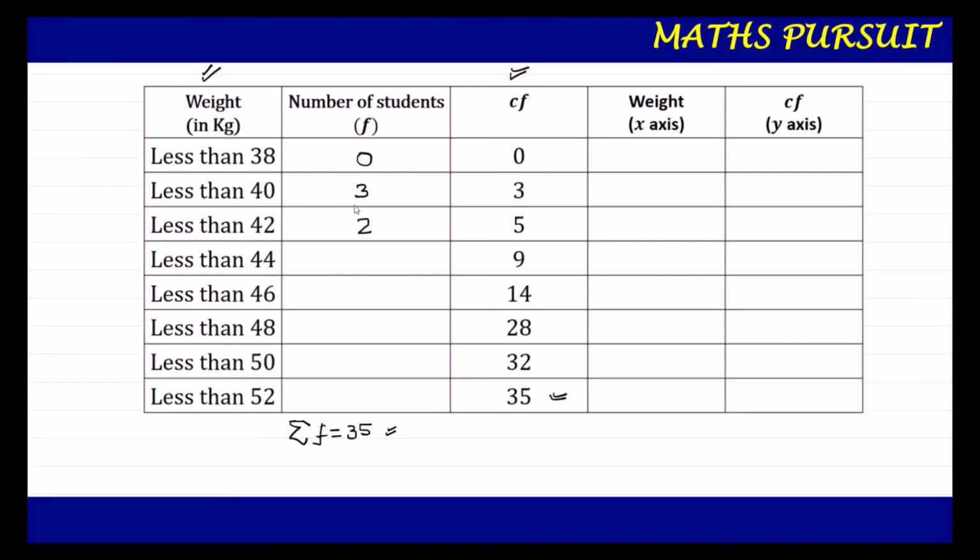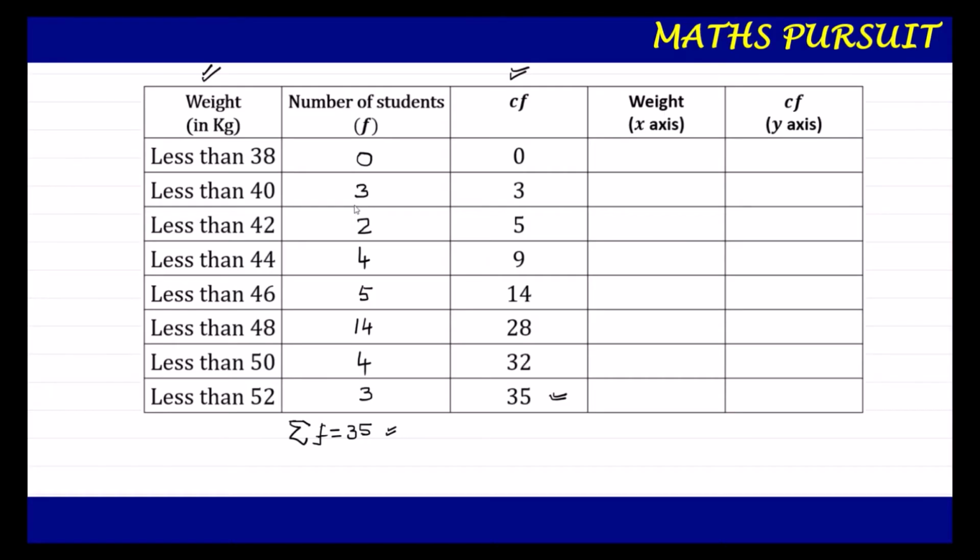I will get 2. From 9 I will subtract 5, I will get 4. From 14 I will subtract 9, I will get 5. From 28 I will subtract 14, I will get 14. From 32 I will subtract 28, I will get 4. From 35 I will subtract 32, I will get 3.